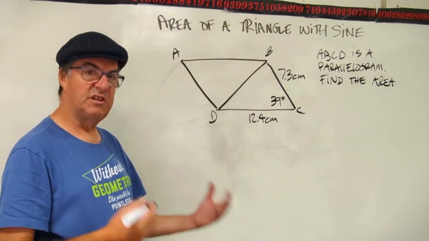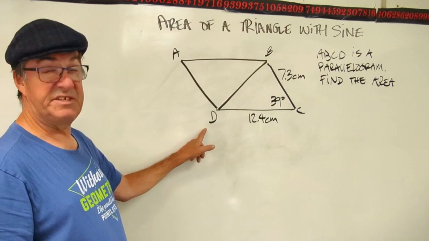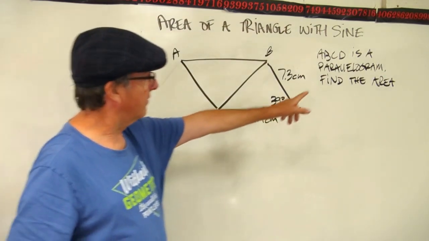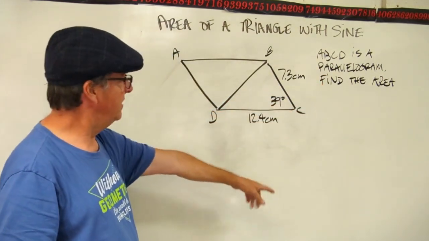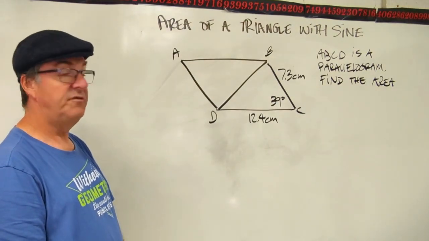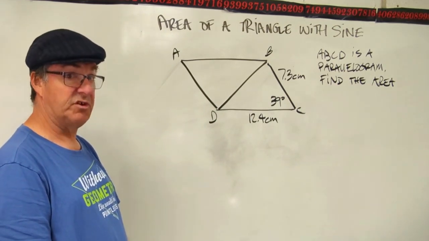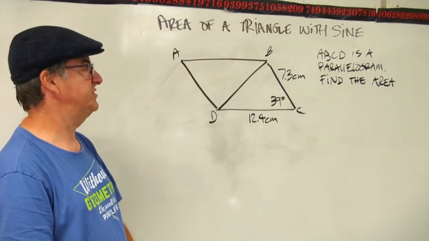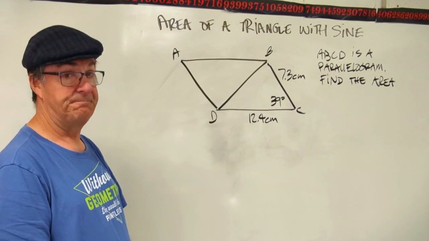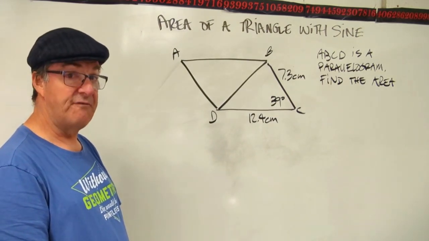All right, let's do a slightly more complex problem. ABCD here is a parallelogram, boom, like that. You're given 2 sides and an angle and asked to find the area. This is a fairly straightforward calculation. You just have to understand something about a parallelogram. So go ahead and pause the video and see how far you get.